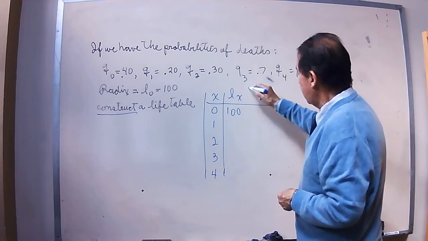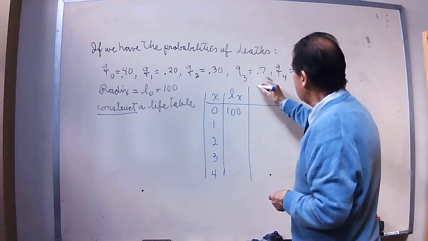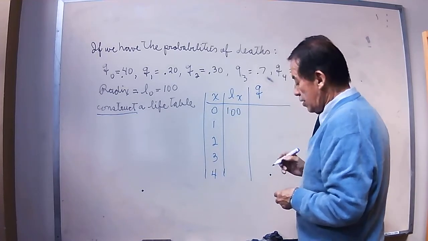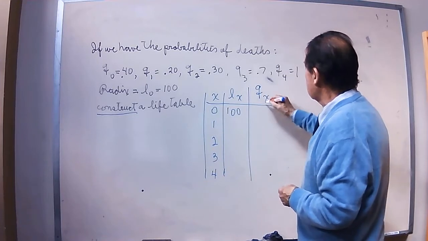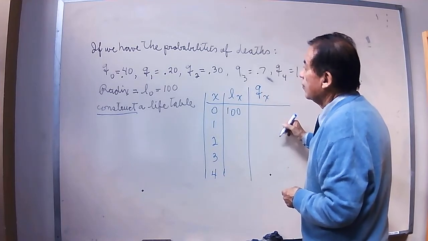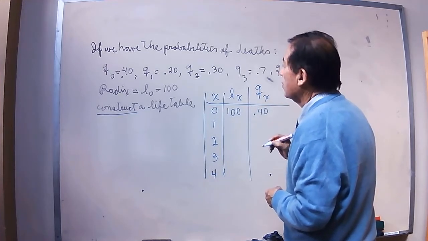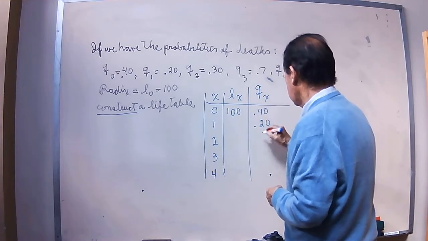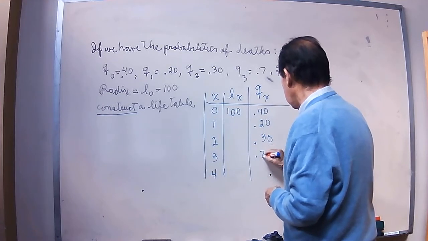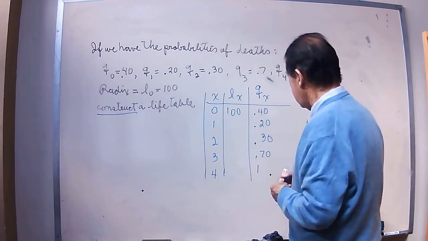Now we have the probabilities of dying at every age. Q is representative of the probability of dying. So we have Qx, which will be 0.40, in other words 40%, 0.20, 0.30, 0.70, 70%, and 1, which represents 100%.